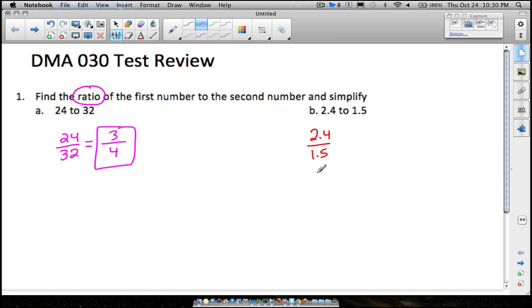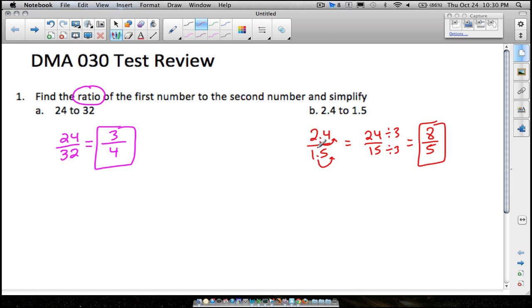Now I'm going to show you a little secret here that I do with decimals. Notice if we move this decimal one place to the right, as long as we do the same thing at the bottom, this ratio actually becomes 24 to 15. What's a common number or common factor that 24 and 15 have? How about 3? We can divide both of these by 3. 24 divided by 3 gives you 8. 15 divided by 3 gives you 5.